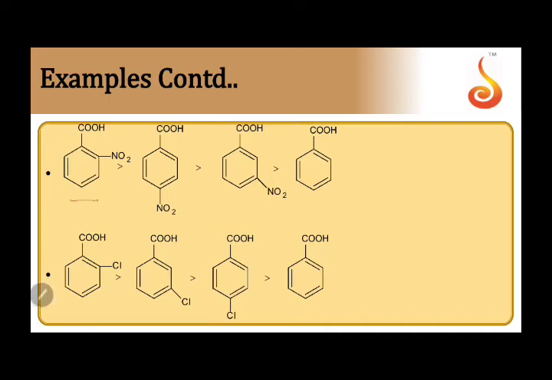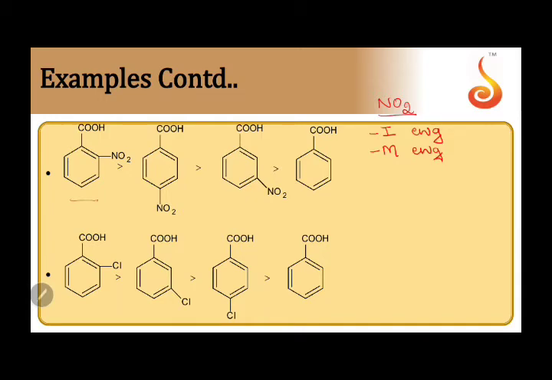First, let's consider which type of group the nitro group is. Because we see an electronegative atom, we can conclude it's a minus I group, meaning it's an electron withdrawing group. We also see that it is a minus M group. Again, due to the mesomeric effect also, it is electron withdrawing.